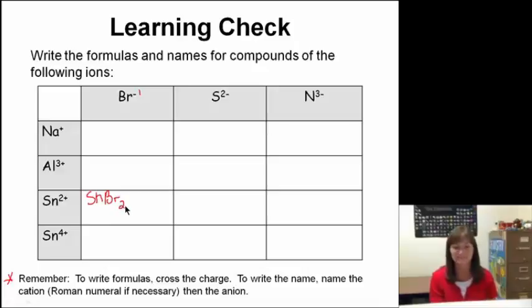of those. Okay, crossing. Can I reduce this? No, a 1 and a 2 can't reduce. So that's how you write the formula. To name it, we write it out. So tin. Tin has a variable charge, so I'm going to write the charge in Roman numerals. I don't have to draw a picture for this one because it's showing me the charge. It's a 2+. And then bromine is going to change to bromide.